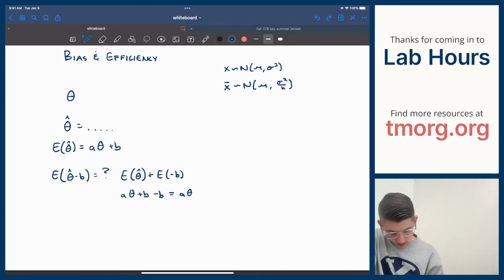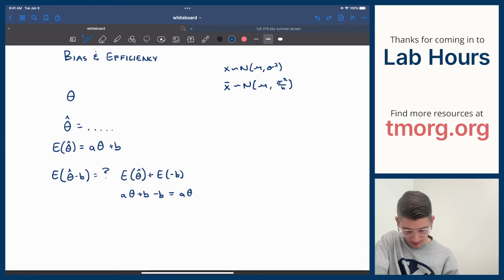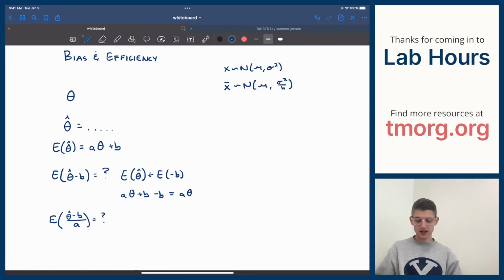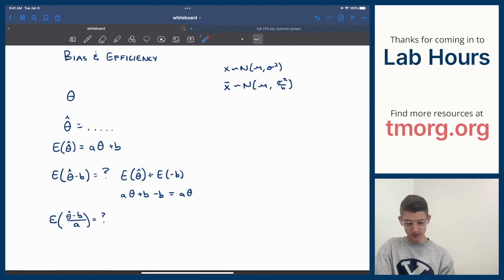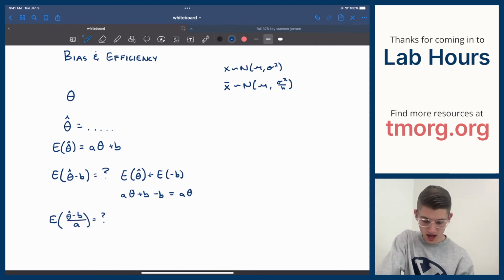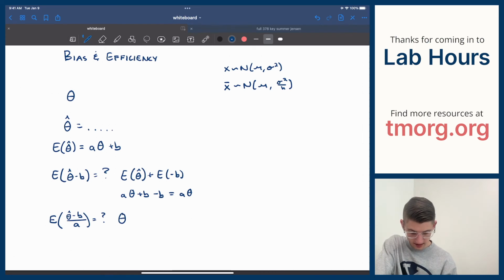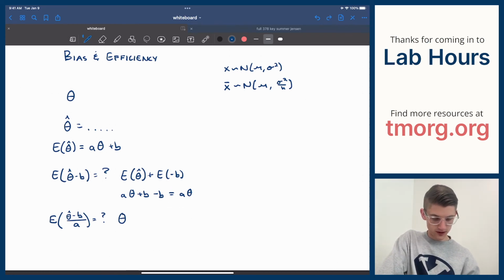Well, what if, since this is the expected value of theta hat minus b, we ask: what is the expected value of theta hat minus b, all over a? Hopefully you can see, and if you can't, I'll leave this as an exercise, remembering that a and b are treated as constants in this expected value, that this would turn into theta. This would correct the a theta that was still left over.